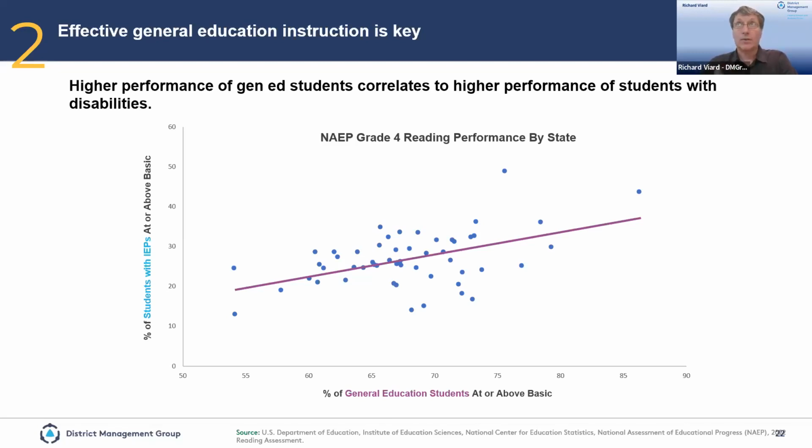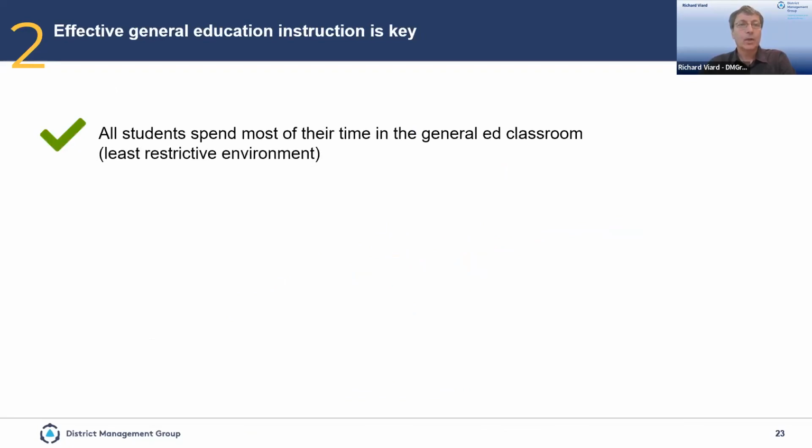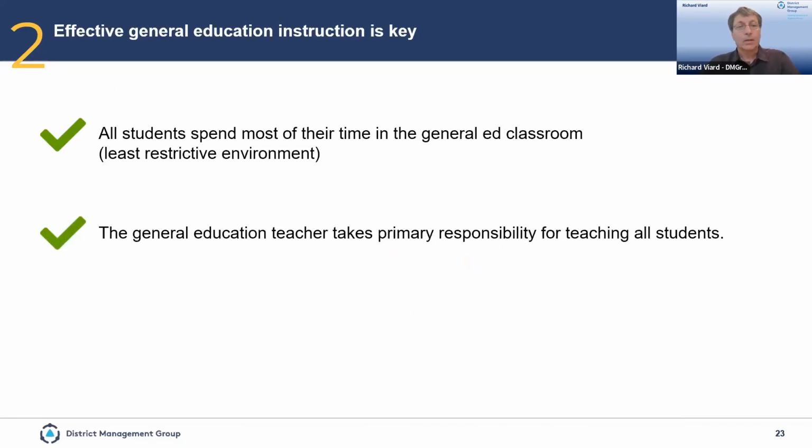When students have received strong tier 1 support, they will tend to have fewer students referred to special education, or to do better in terms of the achievement gap. So what we really recommend is having students spend most of their time in the general education classroom, right? The least restrictive environment. General education teacher taking primary responsibility for teaching all the students.